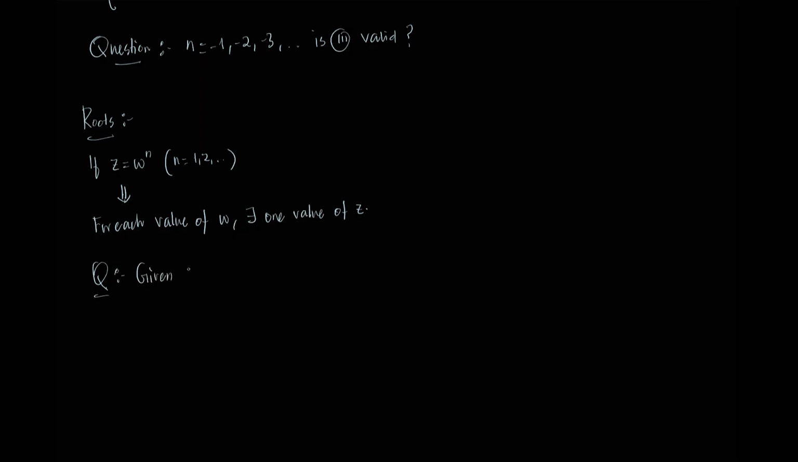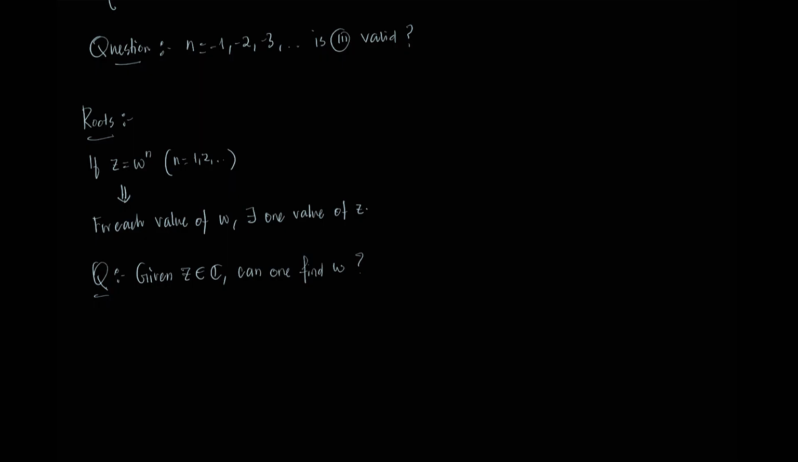Given z in C, can one find w? Yes. Is this w unique? Of course not, it's not unique. Even in the reals this is true. But the thing is, we just want to find out what exactly we can do from here.